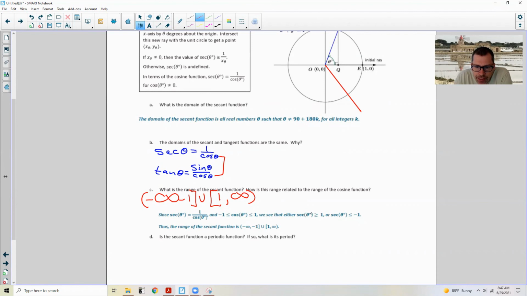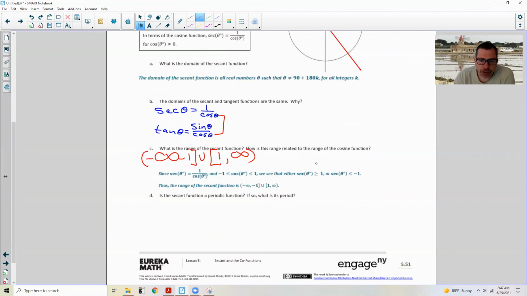So it says we can see that either secant theta is greater than or equal to 1, or it's less than or equal to -1. So therefore, the range of the secant function is -infinity to -1 union 1 to infinity. So it can't be anything between -1 and 1. All right, part D says, is the secant function a periodic function? If so, what is the period? Yes, it is a periodic function because it repeats on every rotation of 360 degrees. So the period is 360.